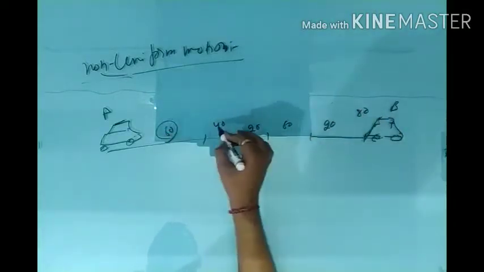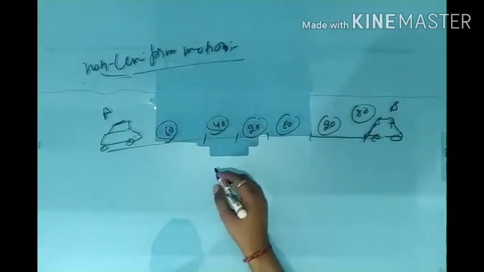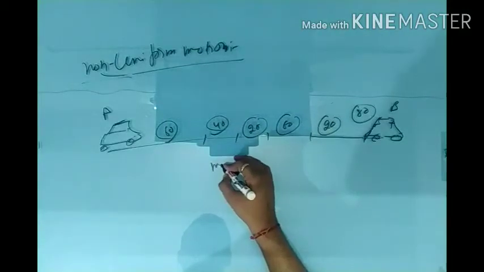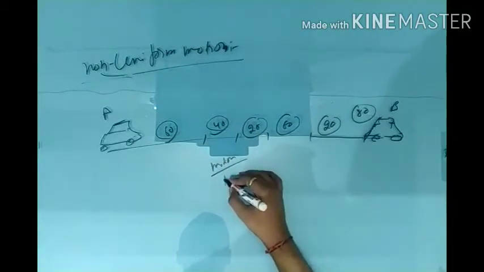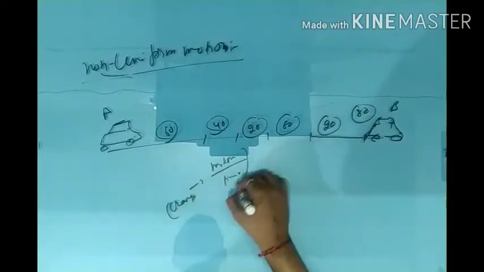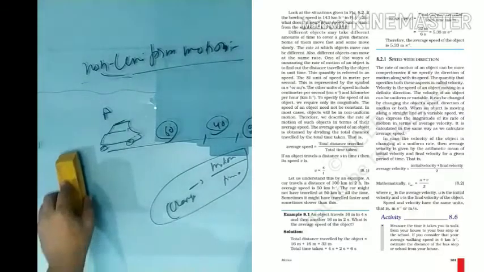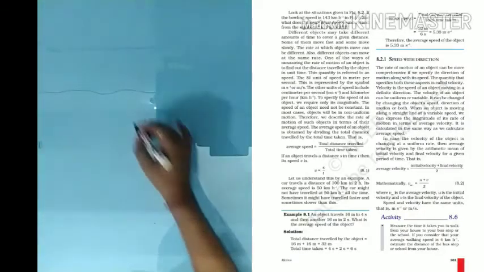It means the number of times he is changing his speed, the number of times his motion with respect to time is changed. It means it has no fixed motion. That motion is called non-uniform motion. So next we have speed.